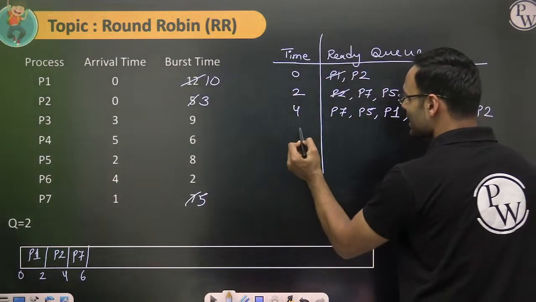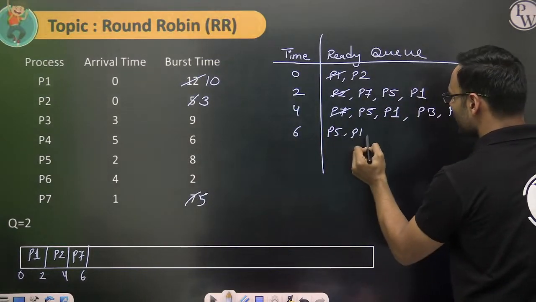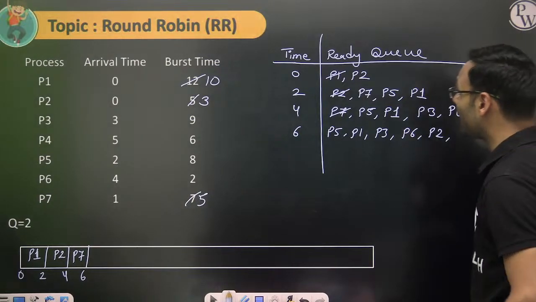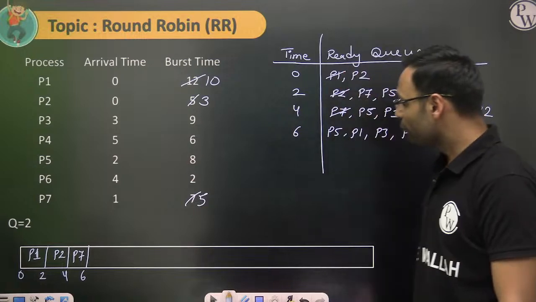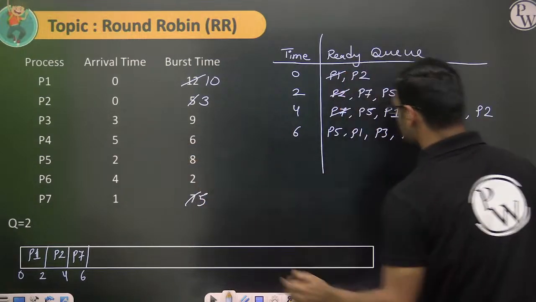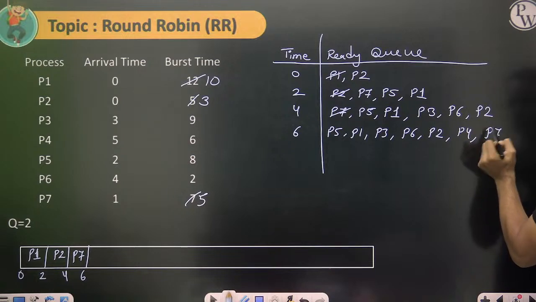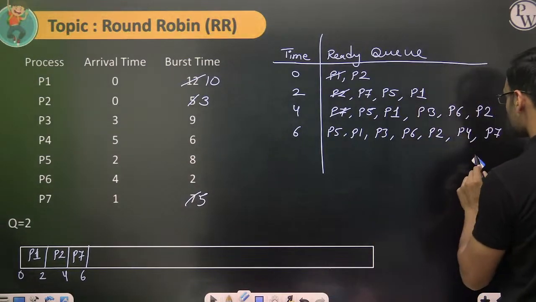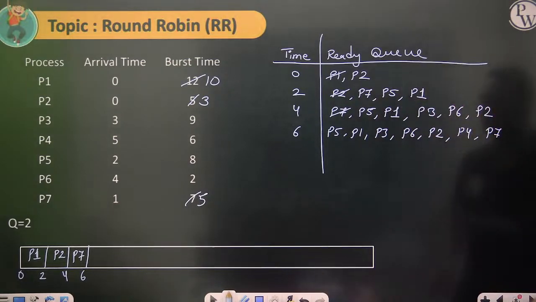Now till 6 time unit, P5 was there in the queue, P1 was there in the queue, P3 was there in the queue, P6 was there in the queue, P2 was there in the queue, and any other process arrives between 4 to 6. Yes, at 5 P4 arrives. So P4 arrives, and of course P7 will be added at the end of the queue. Now sequence we have got already. Just because no new process is arriving, we can go ahead with this sequence.